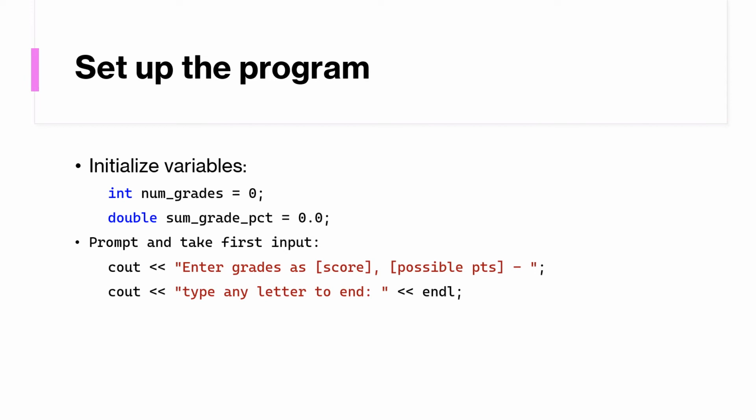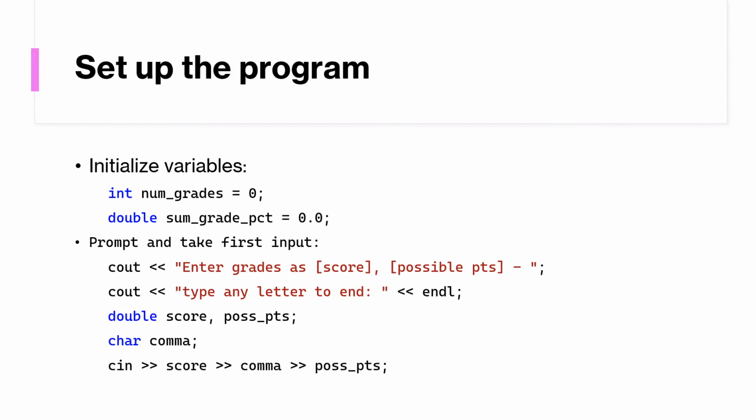So then we're going to prompt and take the first input. The prompt looks like this: enter grades as, and I put square brackets around score and possible points to indicate that those are our individual values there. So you're going to write a score, a comma, and possible points. And then it says type any letter to end. And that will indicate to the user that they can type A, B, C, Q, R, X, whatever, to end the grades.